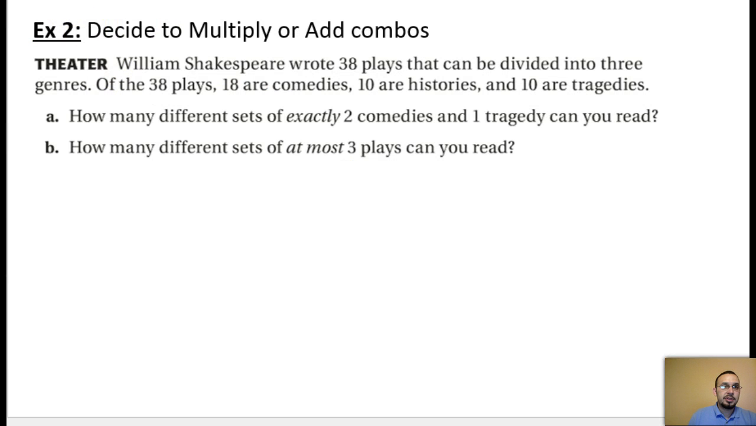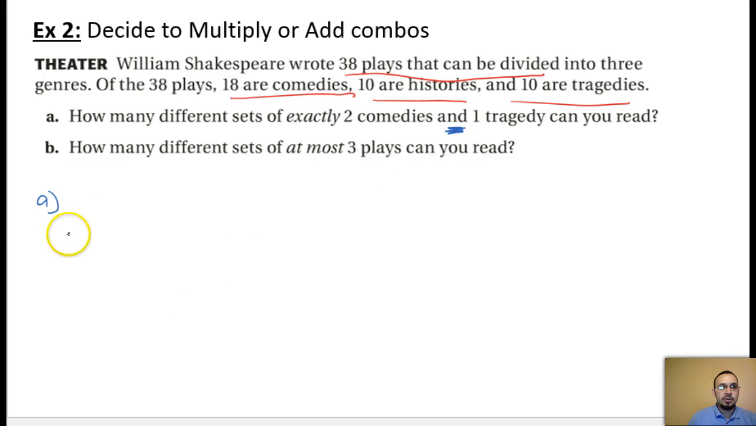If we go to example number 2, it says William Shakespeare wrote 38 plays that can be divided into 3 genres. Of the 38 plays, 18 are comedies, 10 are histories, and 10 are tragedies. So again, I kind of want to underline what is important to me. So here's 38 plays. Out of those, 18 were comedies, 10 were histories, and 10 were tragedies.